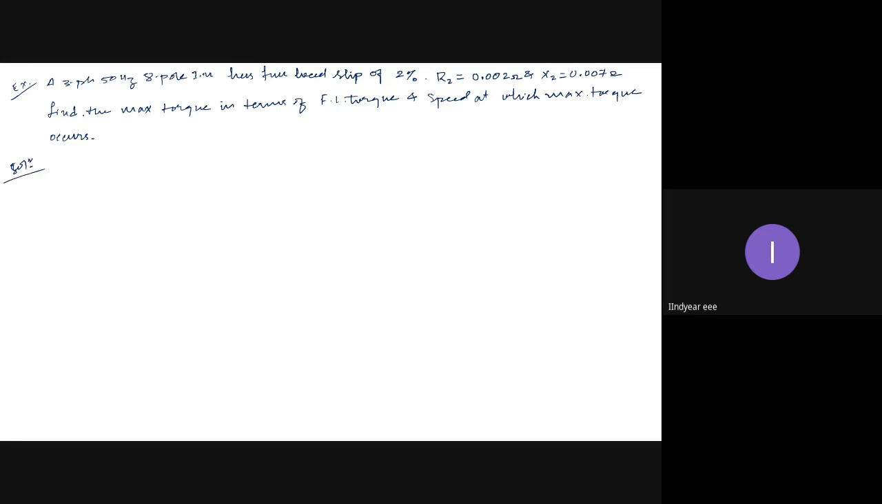So solution. So I can write here f is equal to 50, P is equal to 8, Sf is equal to 2%, that is 0.02, R2 is 0.002 ohms, X2 is 0.007 ohms. Then what I want to find is maximum torque in terms of full load torque and speed at which maximum torque occurs.